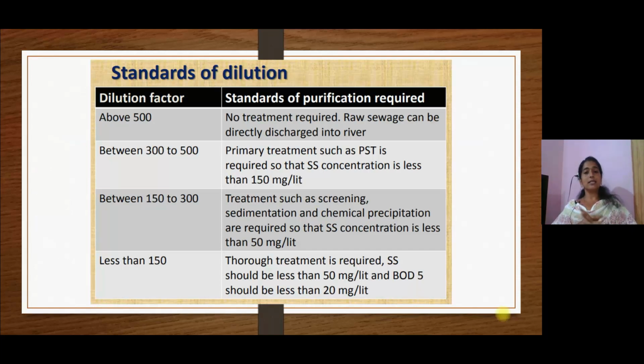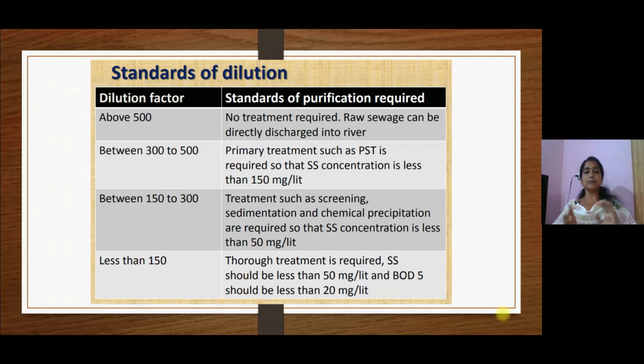Then this table shows the standards of dilution. That is, the dilution factor is given in the first column, and the standards of purification required is given in the second column. That is, if the dilution factor is 500, no treatment is required for the wastewater. The raw sewage can be directly disposed of into the water body.